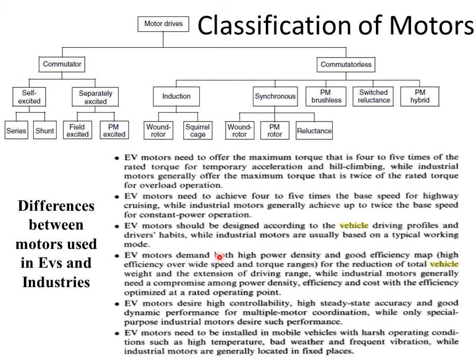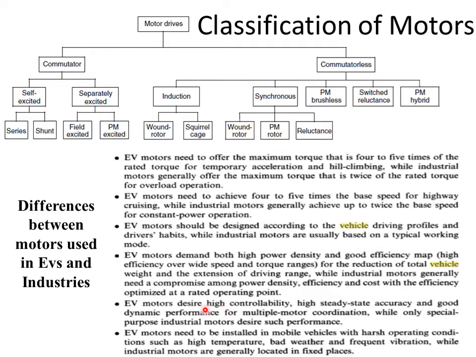And these EV motors require high power density. That means size and weight matter, since the motor should be placed in the vehicle and carried along with the vehicle. Whereas in the case of a motor used in industry, we can make a compromise among power density, efficiency and cost, because there the weight or size does not matter that much.